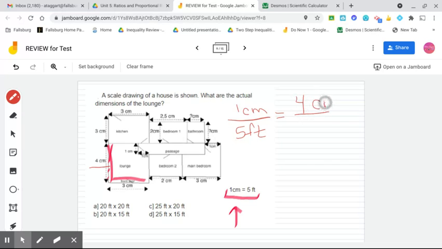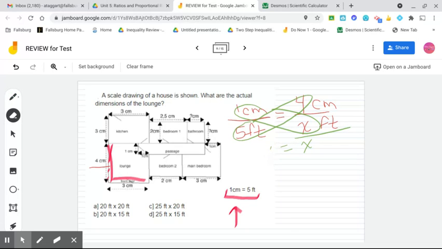So I'm going to put 4 centimeters in the numerator because I want it to be equal with the other fraction. So centimeters, centimeters, both in the numerator. That leaves x feet to be in the denominator. Now I want to solve this proportion. 5 times 4 is 20. 1 times x is x. So therefore I have 20 is equal to x, and x was feet. So I'm just going to make a little bit of room here, and I want it to be 20 feet. So this is 20 feet.